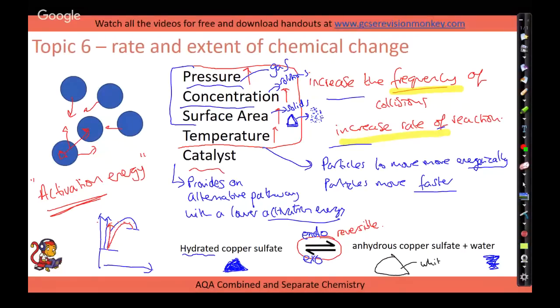So you need to know the colour changes. The hydrated copper sulfate is blue because it's got the water in it. Heat it up, it breaks down, the water gets released, and you end up with white anhydrous copper sulfate. If you then add water to this and react them together, you'll end up with the blue stuff again, the hydrated copper sulfate, because it is reversible.